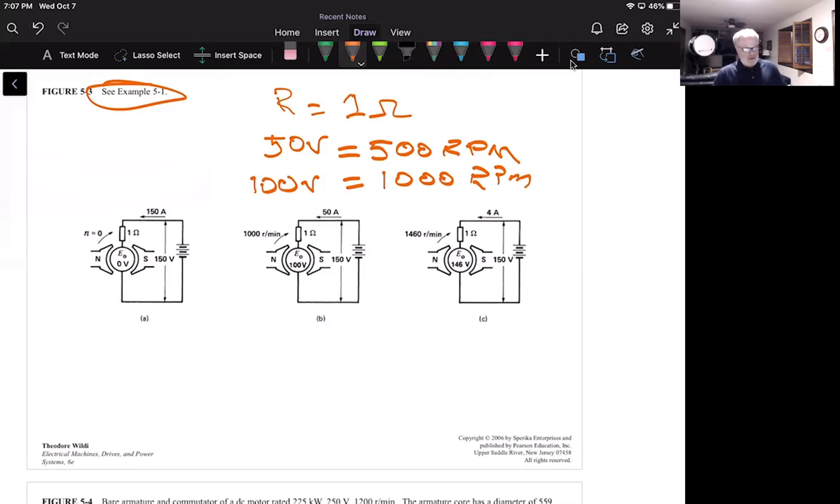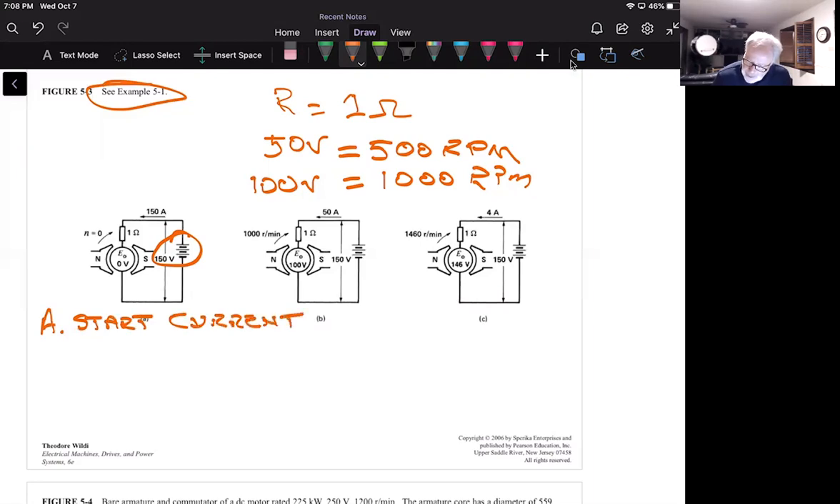He says if the armature is connected to a source of 150 volts, calculate the following. Okay, so here's our source of 150 volts. And now he wants to know, A, the starting current. What is the starting current? Well, let's take these and bite them off one at a time. Our equation for current says I is equal to E sub S minus E sub O divided by resistance. Now we're going to put some real values in here. I've got 150 volts, he says, as my source.